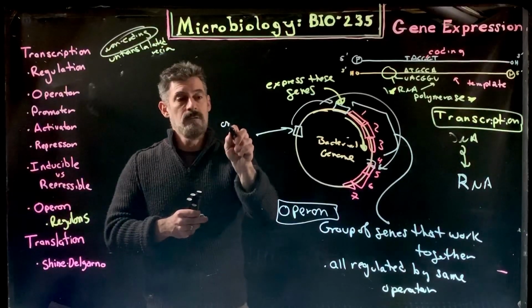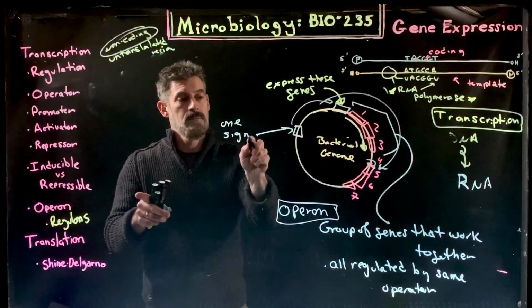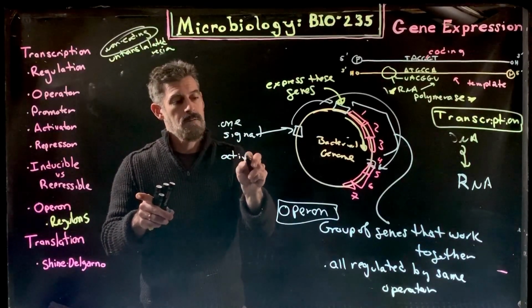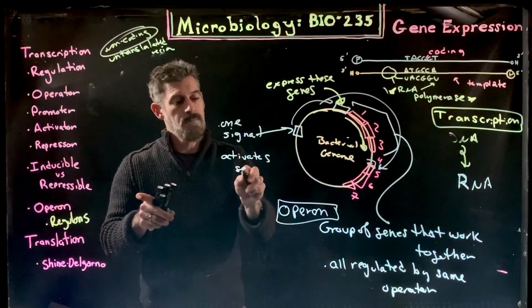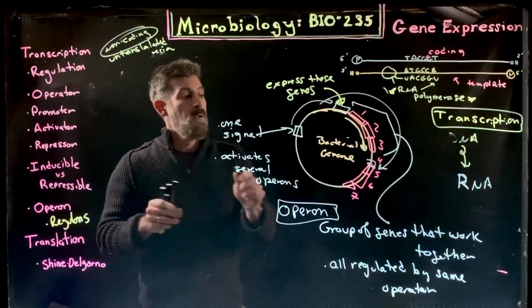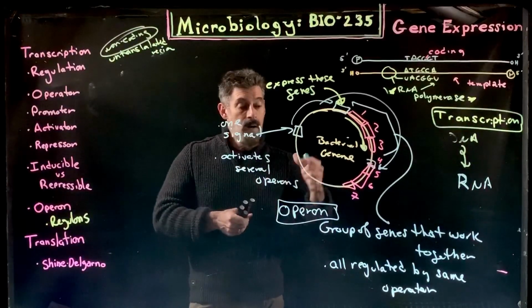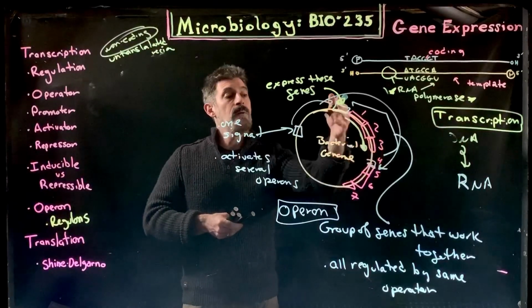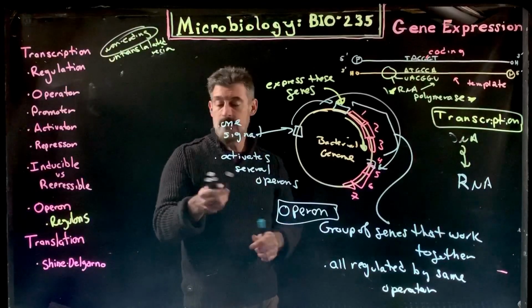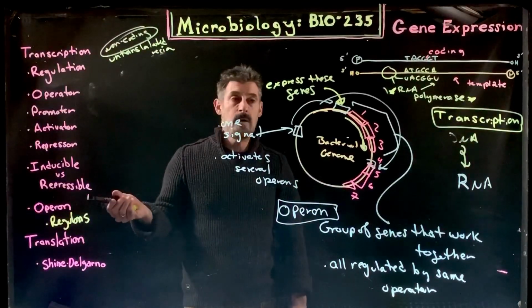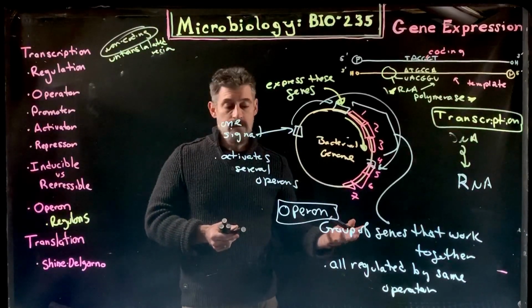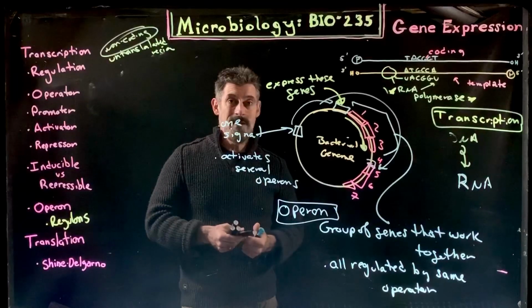So the one signal activates several operons. So one operon is a group of like genes. Here we're activating several different groups of genes, but all with one signal, right? And so this is more of a global signal called a regulon, right? And so again, it's another way of providing certain amounts of control and conserving certain amounts of space within the bacterial cells.